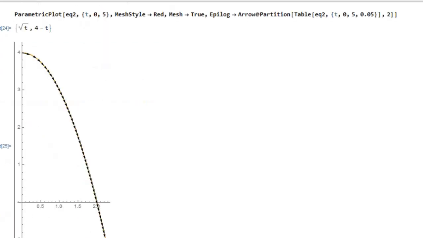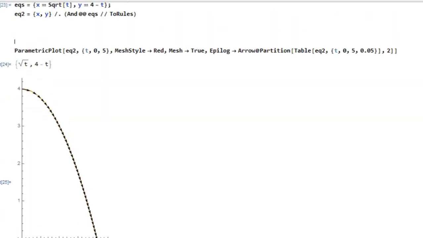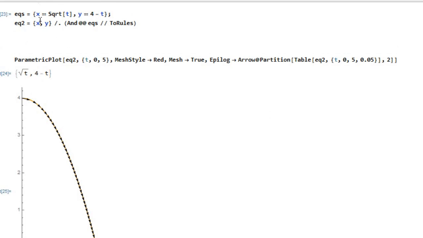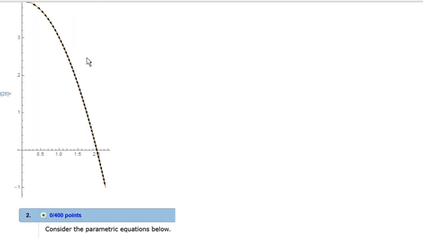However, you can also get Mathematica to do this. It's a little bit more complicated. You first set up your equations. x is equal to square root of t, and that's double equals. y is double equals 4 minus t. You do this weird command here. Perfectly happy to send you this code if you want to try it. And then you put in all this code and it gives you the arrows as you want. And you see that it's like a waterfall going down.